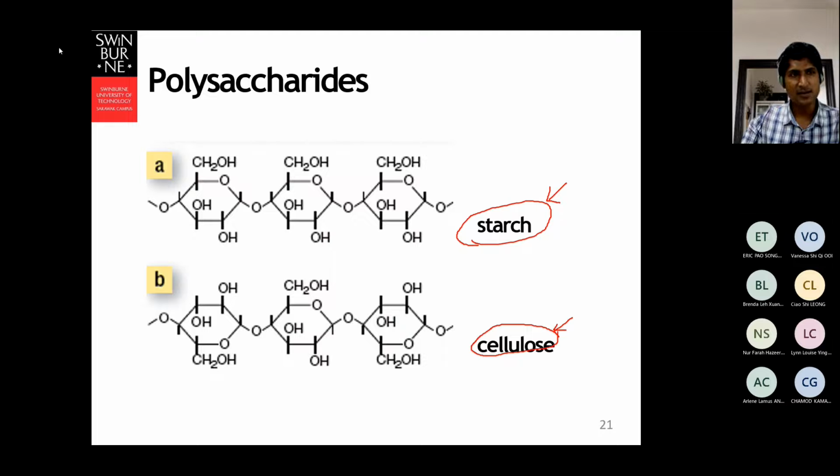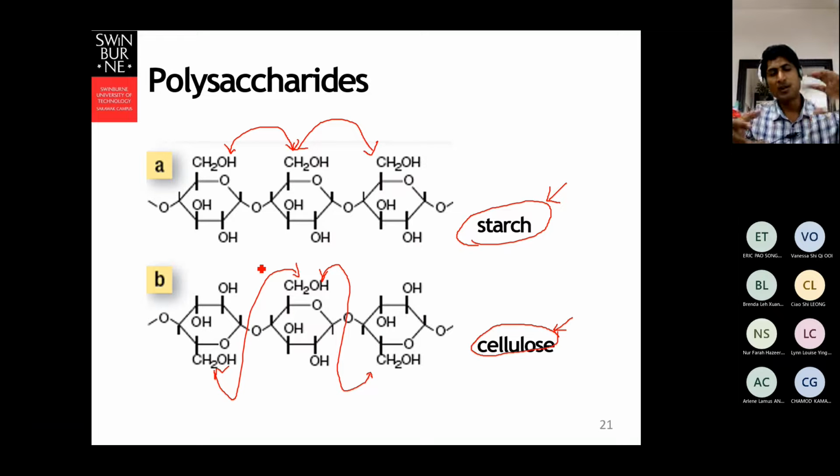So can you see the difference? Can you tell me what is the difference between them? Can anybody point out the difference? What is the difference between them? The position of the CH2OH. Yep, thank you, Eric. So you see, here all the CH2 are on the same side for starch. But for cellulose, it is on a different side. Here, CH2. And again, here it is different.